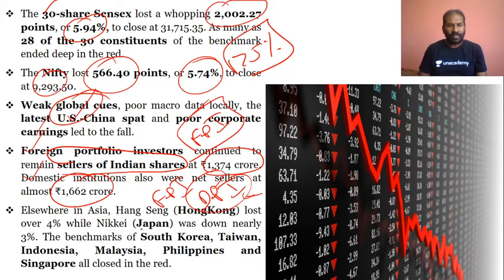And not only in India but also in Hong Kong, Japan, South Korea, Taiwan, Indonesia, Malaysia, Philippines, and Singapore, that is in Asia. We have seen all these countries experiencing a downtrend in their equity markets because of the US-China spat between both of them. So this is in regards to that.